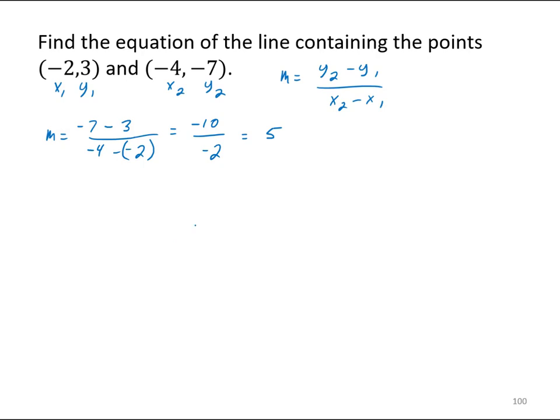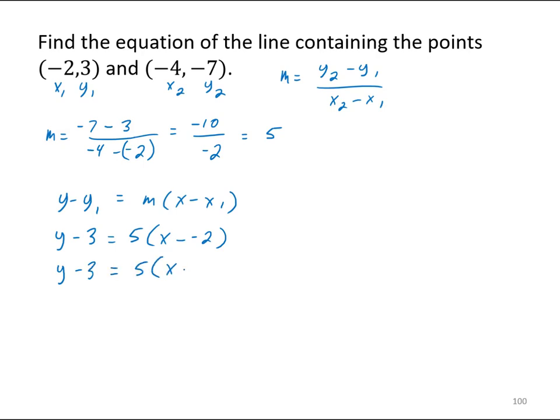Now I'm going to take the point-slope form that we have, y minus y1 equals m times (x minus x1), and replace the values we have. So y1 is equal to 3, so this becomes y minus 3 equals, and our m is 5, so equals 5 times (x minus x1, which is a negative 2). This will become y minus 3 equals 5 times (x plus 2).